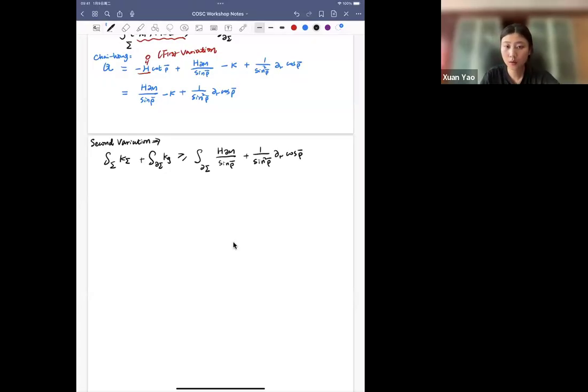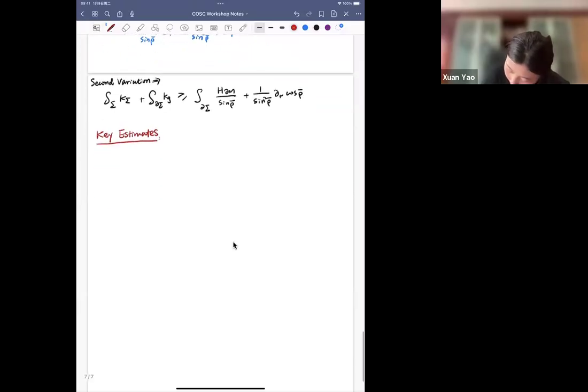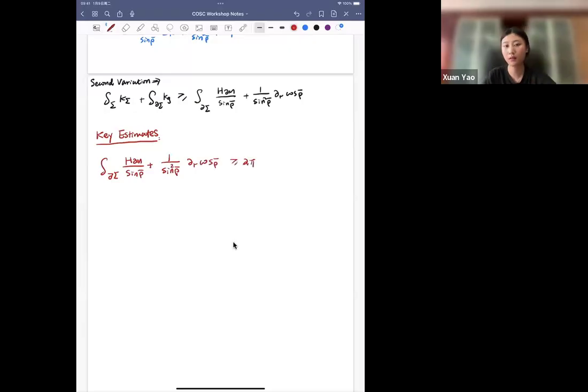Okay. So our key estimate is actually, on the boundary of sigma, the mean curvature of the boundary over sine square rho bar, d nu cosine rho bar, is greater or equal to 2 pi. Okay, because the sigma is definitely a disk. Okay, so the left hand side is basically 2 pi.